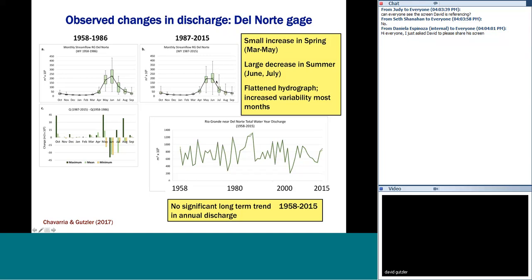So if I just compare the absolute value of flow in June and July in the early and later years, I get a change that's shown in the lower left of these bar chart curves here. I see a modest increase in the spring months of March and May, and it's that increase in the spring month flows that's compensating for the large decrease in summer flows during this period of time. So if I compare the early decades and the late decades, what I see is a flattened hydrograph and increased variability. So there is some similarity to what we might expect from climate change models simulating the effects of a warmer climate, but we don't see the absolute decrease in total flow, at least not yet.